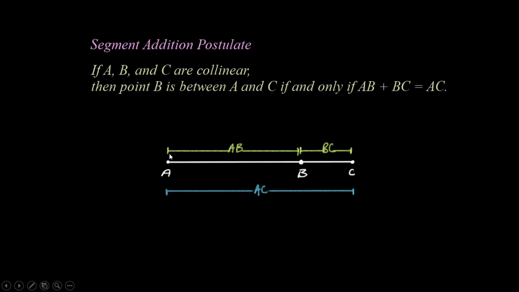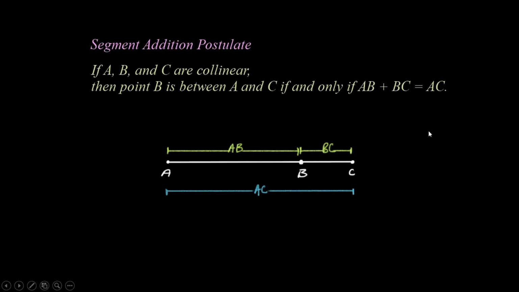Previously we talked about the segment addition postulate, and it said if A, B, and C are collinear, like this, then point B is between A and C if and only if AB plus BC, the two baby segments, add up to the big segment, AC. So this statement says, again, if A, B, and C are collinear, then point B is between A and C if and only if AB plus BC equals AC.